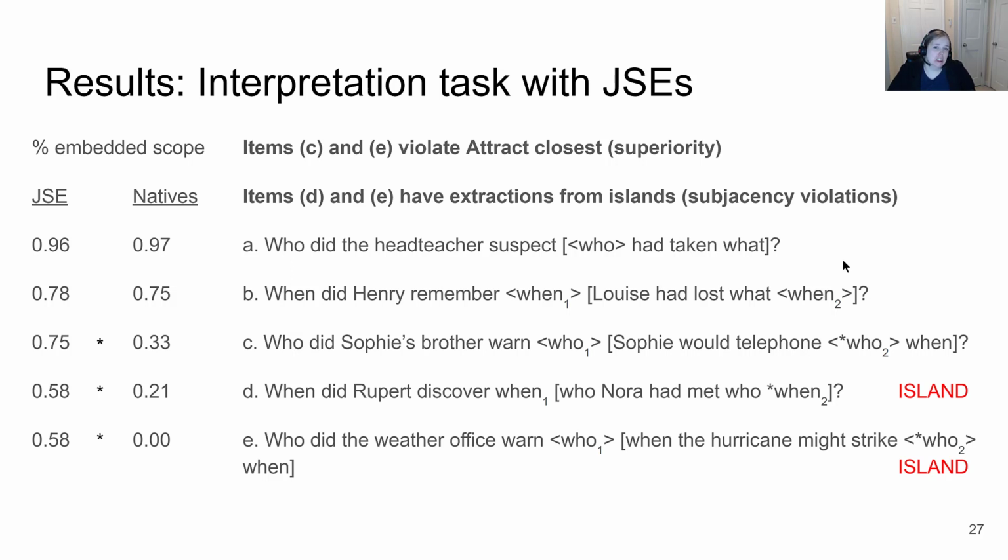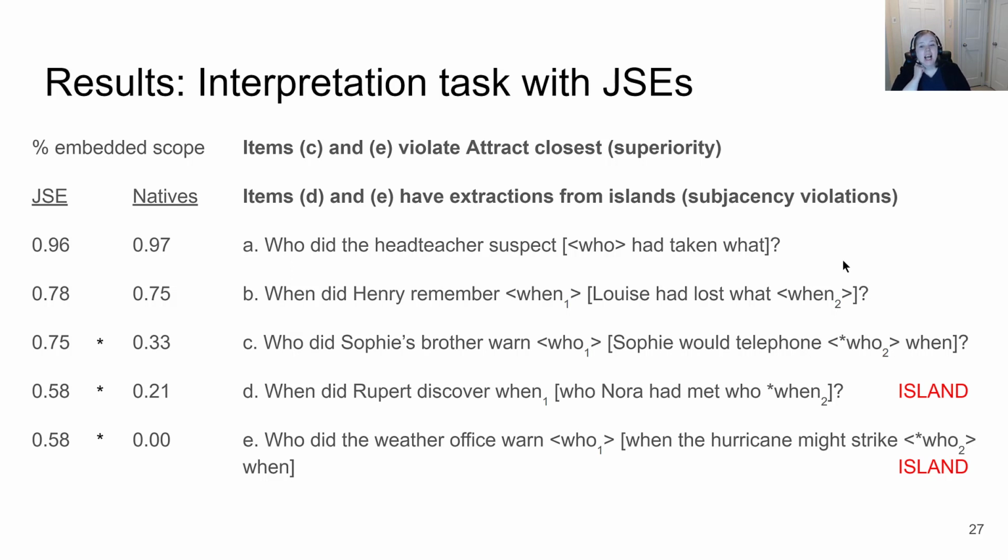What do they know? And so my other column, my left column, are my JSEs. So A and B should be fine, and that's what we see. In fact, they're quite a lot like the native speakers in A and B. 96 versus 97, 78 versus 75. I'm seeing a lot of similarity there.